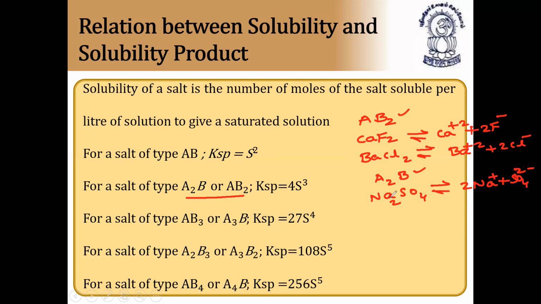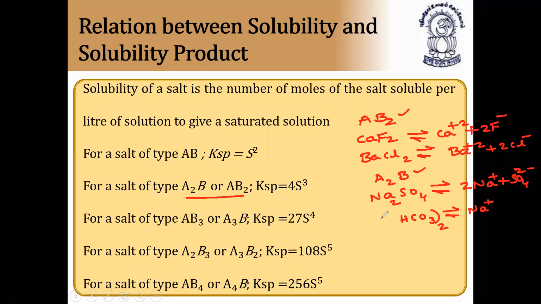And apart from this, you can write many compounds, for example, sodium bicarbonate. Sodium bicarbonate is also coming under AB2 type salt, HCO3, because it forms Na+, sorry, this is not sodium, it is magnesium, calcium bicarbonate, because bicarbonate is minus 1.